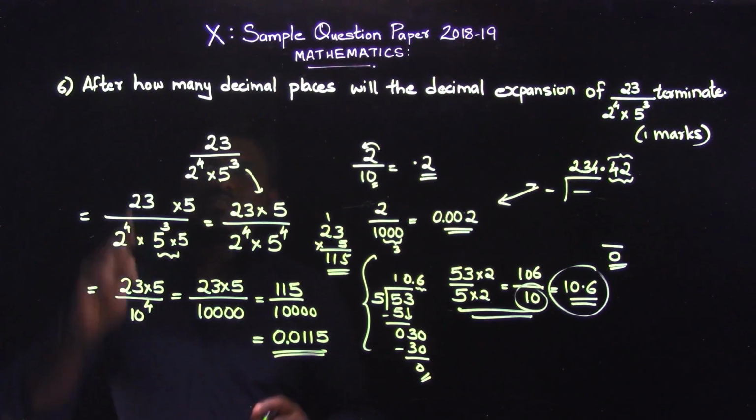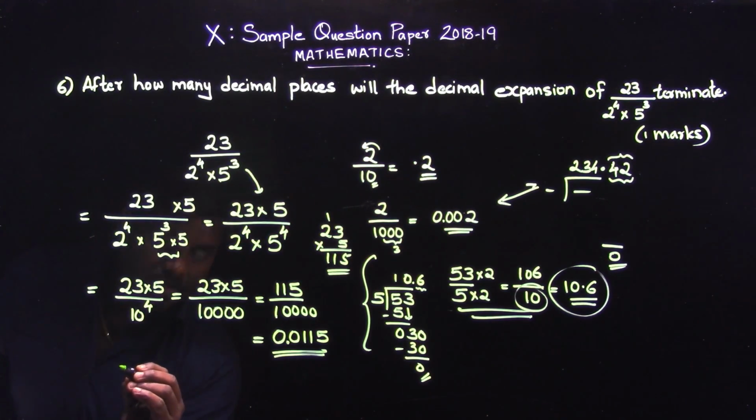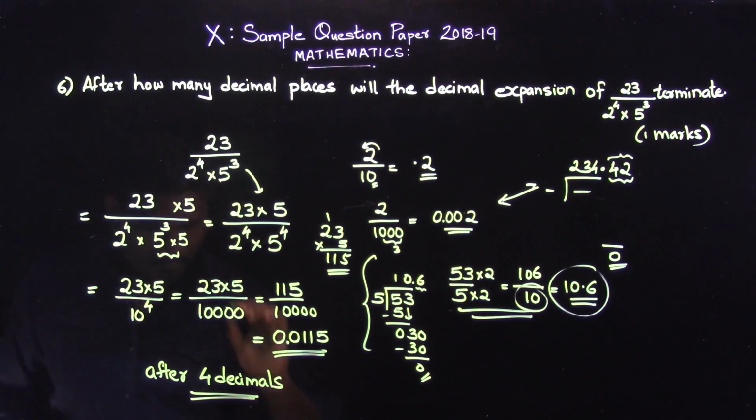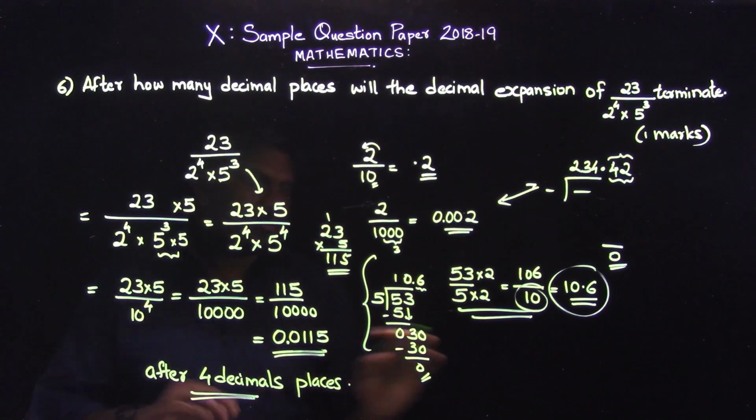And what is the question? After how many decimal places will the decimal terminate? When it terminates after four decimals, right? After four decimal places. It's very easy. After four: 1, 2, 3, 4. Four decimal places, it terminates. Fine. So that is how the question is.